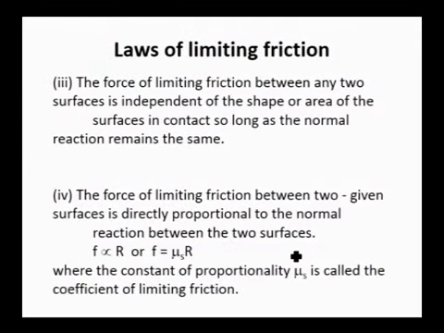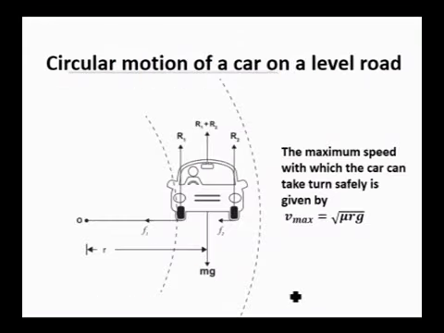So the force of limiting friction between any two surfaces is independent of the shape of the area of the surface in contact. Whatever might be the shape, it doesn't actually depend on that, as long as the normal reaction remains the same. The force of limiting friction between two given surfaces is directly proportional to the normal reaction between the two surfaces, that is F is proportional to R, F is equal to mu s R, where the constant of proportionality mu s is called the coefficient of limiting friction.